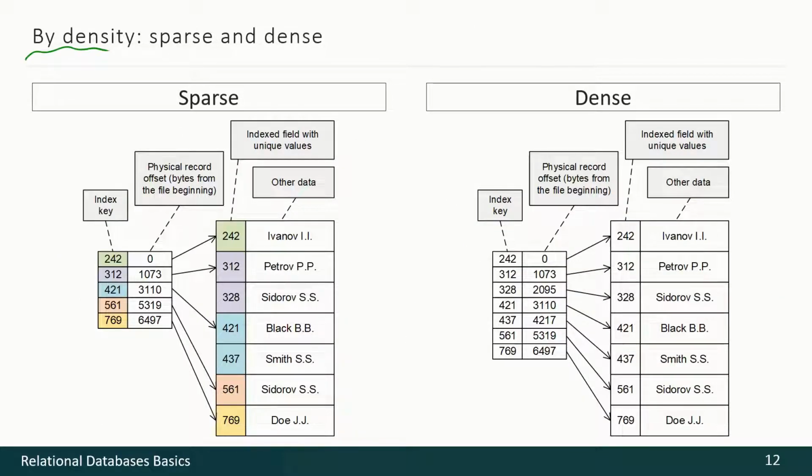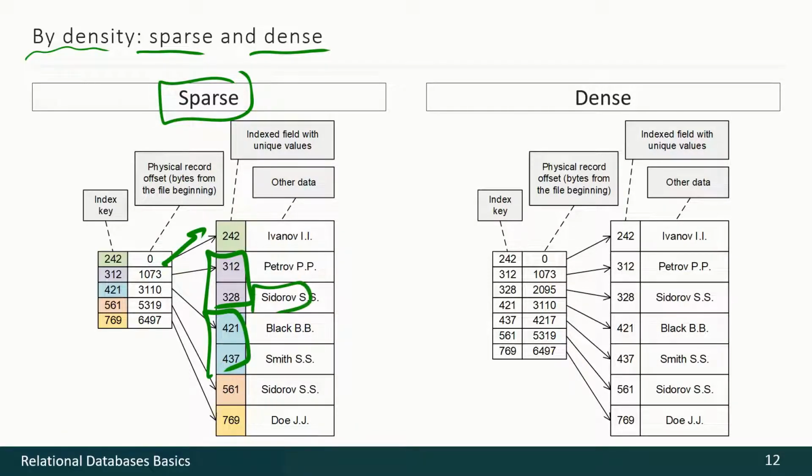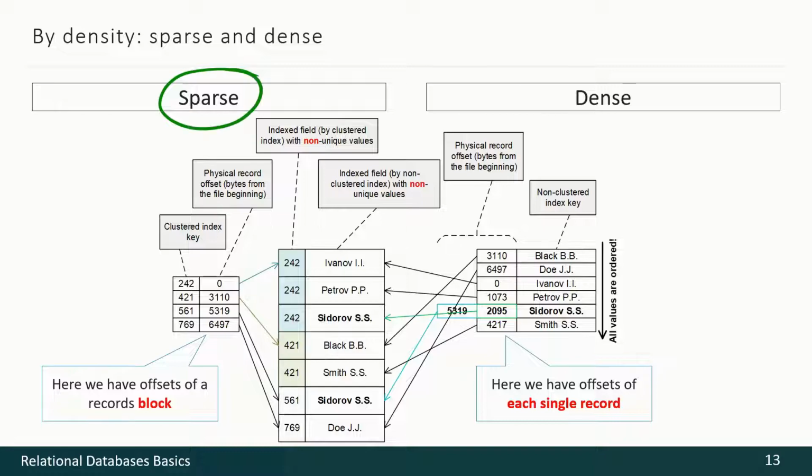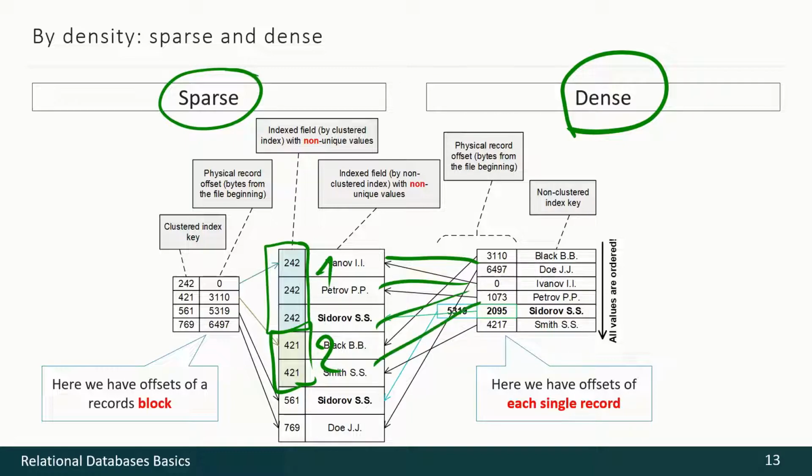By density, there may be sparse and dense indexes. With sparse indexes, we index only some range of data. So you see, this record and this record are not indexed. So that's a sparse index. With a dense index, we index each and every record in a physical table. So that's the only difference. And the most common case for sparse indexes is the situation when we index not only a range but a set of similar records. With dense indexes, we always index each and every record.